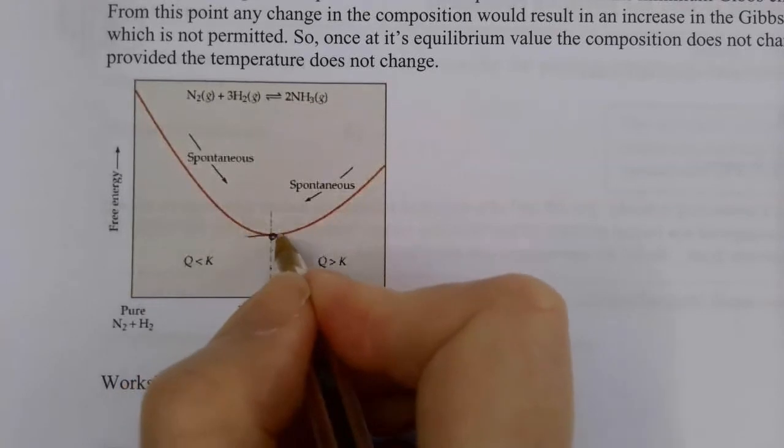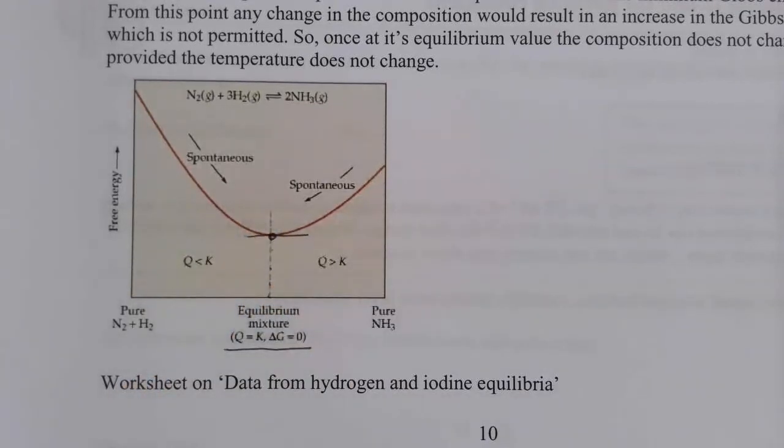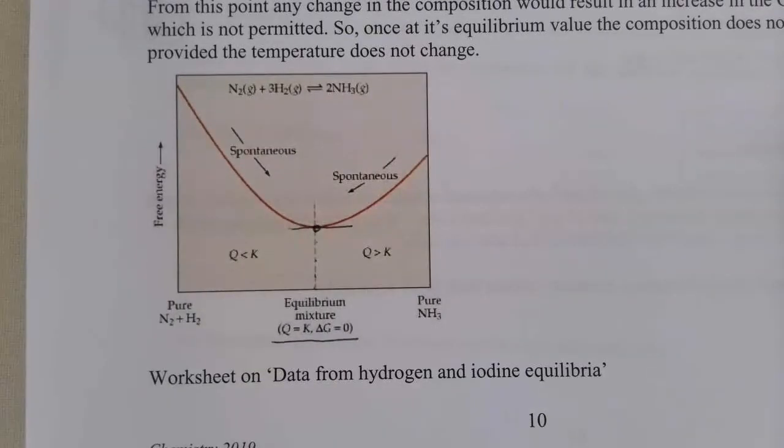In other words, I have no change in G, and that's another way of defining equilibrium, where the change in G is 0. The other thing you can see on this plot is this capital K. This is my equilibrium constant, and at equilibrium it equals the ratio of the products to the reactants.